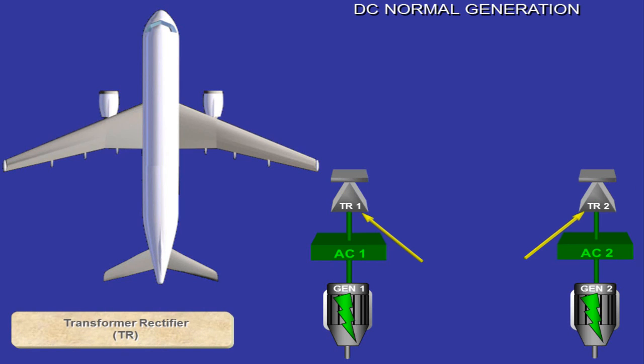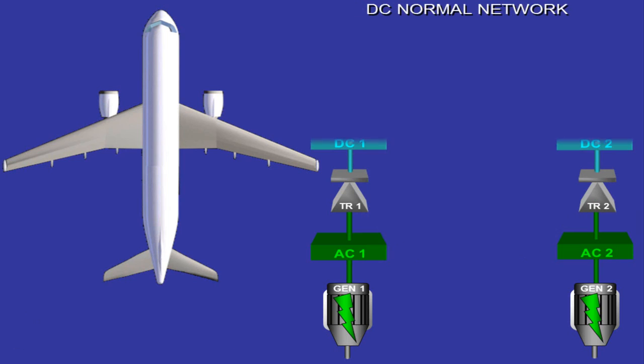Each AC bus supplies a transformer rectifier, TR. AC bus 1 supplies TR1. AC bus 2 supplies TR2. The TRs convert 115 volts AC into 28 volts DC to supply their associated DC buses DC1 and DC2.